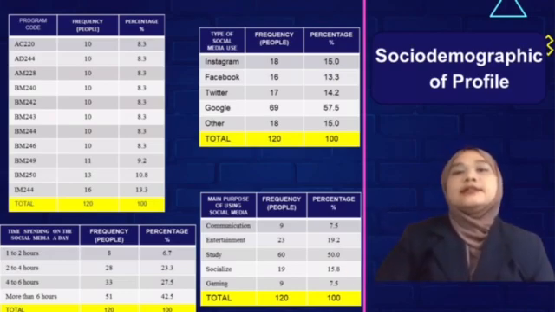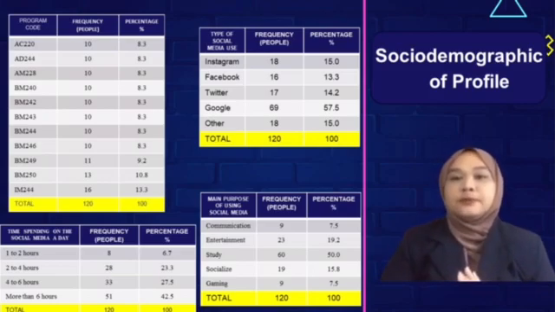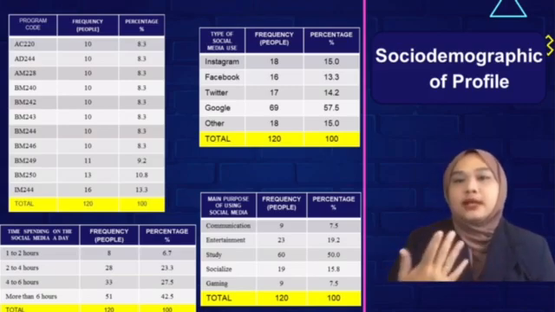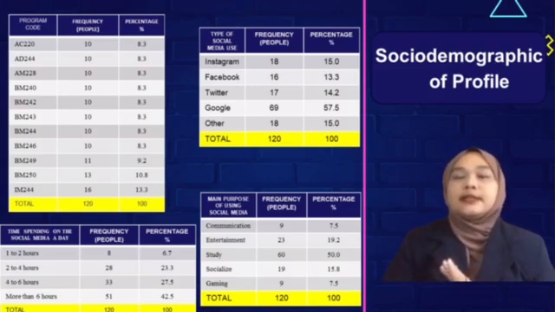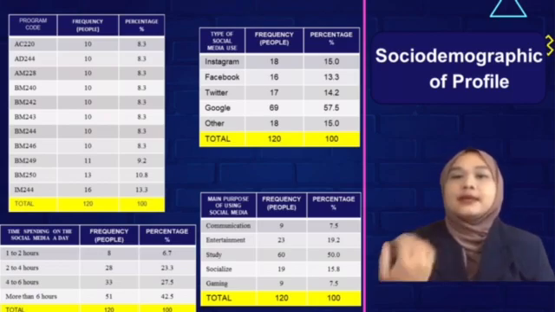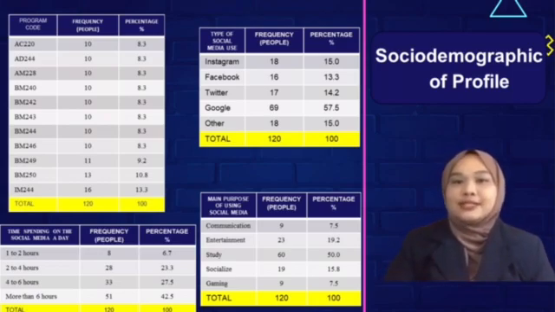Finally, the last section of the demographic profile is the main purpose of using social media. 50% of respondents used it for study. Meanwhile, 7.5% of respondents used it for gaming and communications.